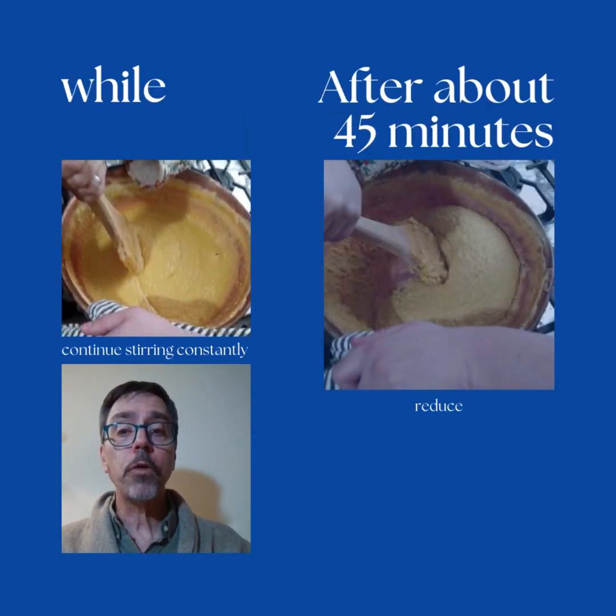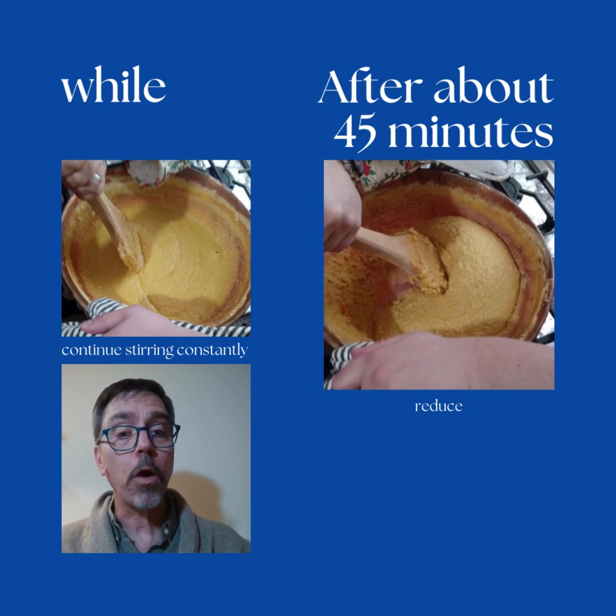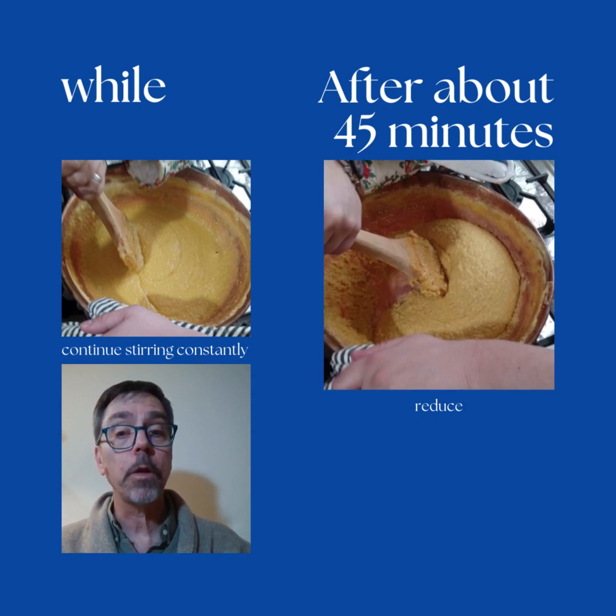Take turns and continue stirring constantly while the almond and egg mixture reduces. After about 45 minutes, it becomes increasingly solid.